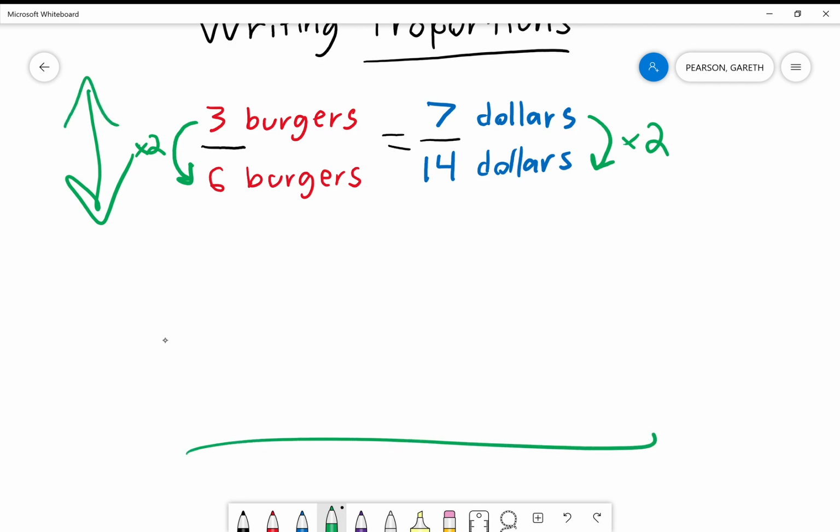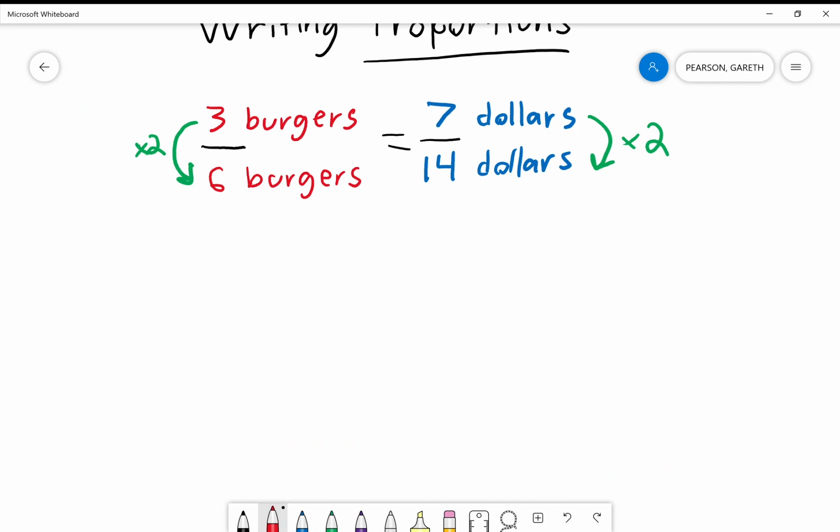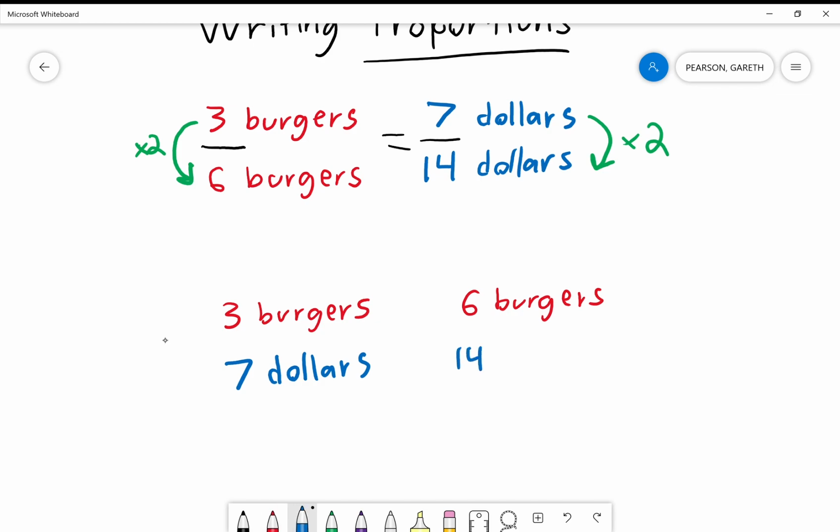You can make a chart going left to right. So, let's go ahead and make that chart. Let's say, same exact information, that for 3 burgers, I wanted to write down that I had to pay $7, whereas for 6 burgers, I had to pay $14. Voila! It's the same exact concept. Burgers now are on top, and dollars are on the bottom.